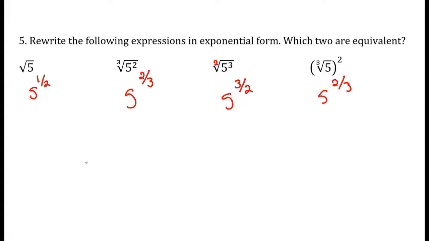So which two are equivalent? The cube root of 5 squared is equivalent to the cube root of 5 quantity squared. It's important to understand that we can either do the power first and then take the root, or we could take the root first and then raise it to that power. It doesn't change the value, it just changes the order that we do it in.